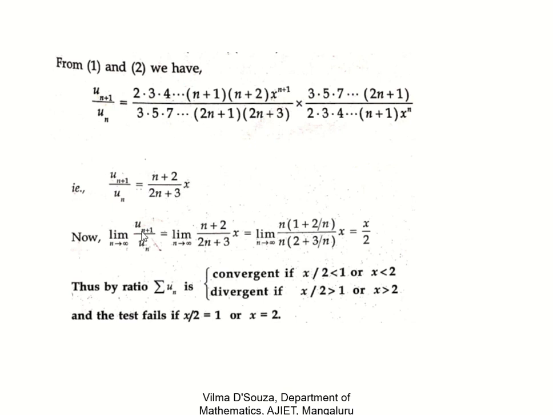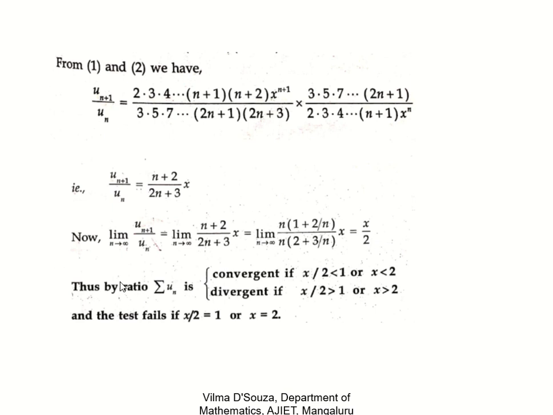Now find the limit of u_{n+1} by u_n. Limit n tending to infinity, (n plus 2) by (2n plus 3) into x. If you take n outside, this will be n into (1 plus 2 by n), and the denominator n into (2 plus 3 by n), into x. So n gets cancelled. 2 by n, 3 by n become 0. So the limit of this is 1 by 2 into x, or x by 2.